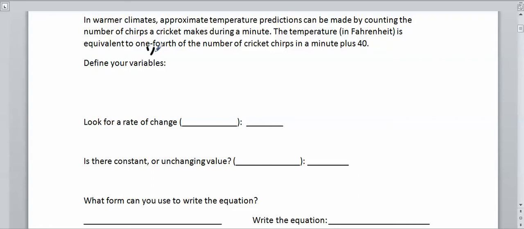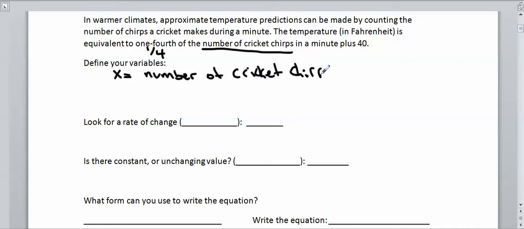Okay, and remember 1/4 is a fraction, right? So my two variables, well, what are we taking a fourth of? It's the number of cricket chirps. We don't know how many chirps the crickets are making because that's what we're trying to find, right? We need to find the temperature using the number of cricket chirps. So that's going to be my x. Okay, so x is my number of cricket chirps, and my second variable is what actually is the result of this, right? My temperature.